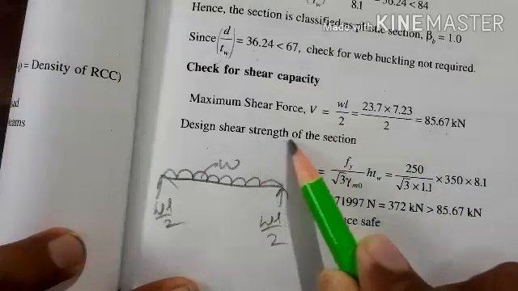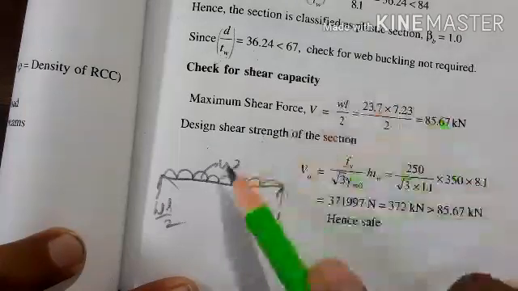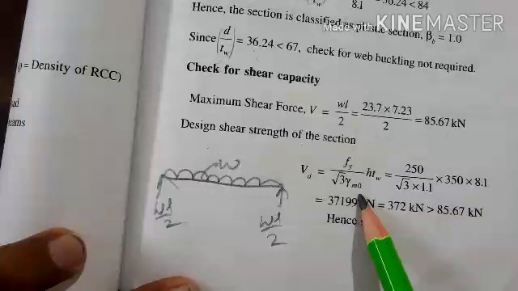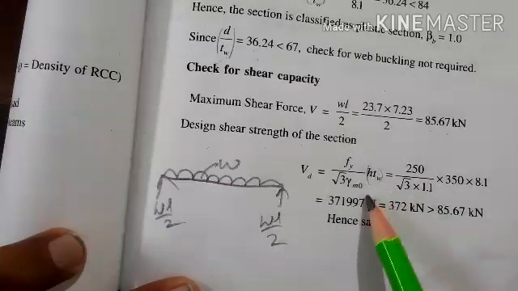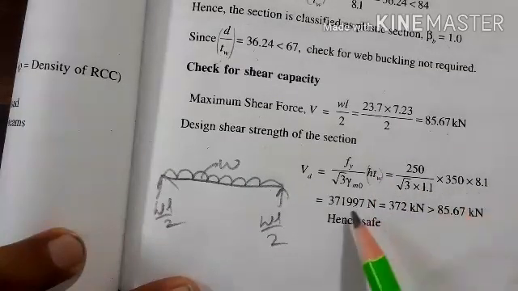Then the design shear strength of the section, whatever section we have chosen, what is the strength of that section in shear, that is Vd equals Fy by root 3 gamma m0 into H into Tw. Here H is the whole section depth, and Tw is the thickness of web. Substitute here and get it.